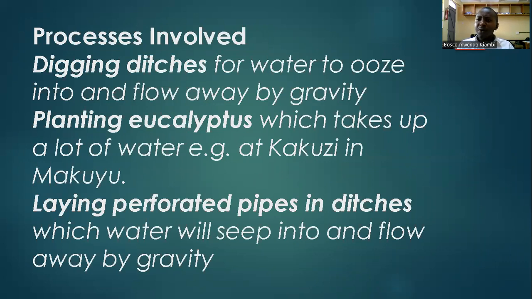I think this one was done in Kakuzi, on my way to Nairobi. Planting of eucalyptus, also in Kakuzi, has also been taken up to drain a lot of water that is around Makuyu. Then there is the laying of perforated pipes in ditches so that water will seep through those perforated pipes and flow away by the influence of gravity.